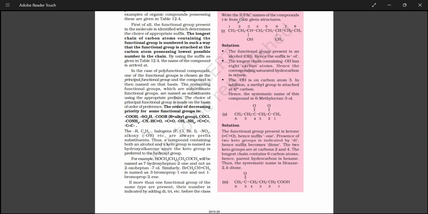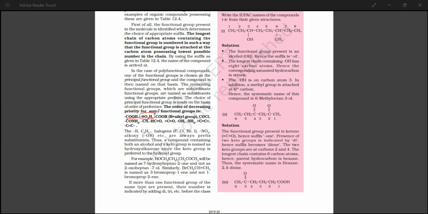Now see, the strongest functional group considered here is COOH. In NCERT, COOH is given as the strongest functional group, but in actual, sulfonic acid is the strongest. In every book other than NCERT, SO3H will be the strongest functional group. Obviously, you have to write the answer from NCERT in NEET or JEE, so you'll follow this order. But you should not get confused, that's why I'm telling you that SO3H is written as the strongest in other books.